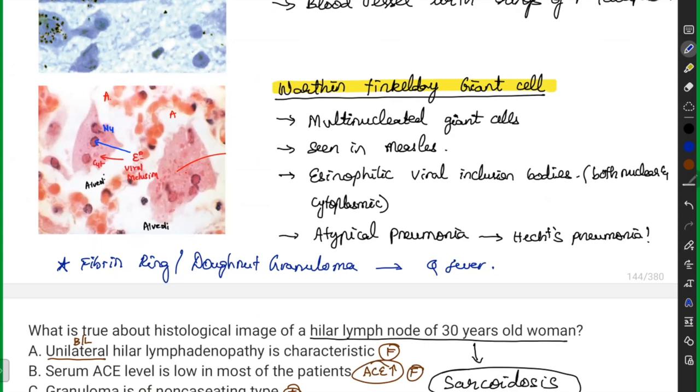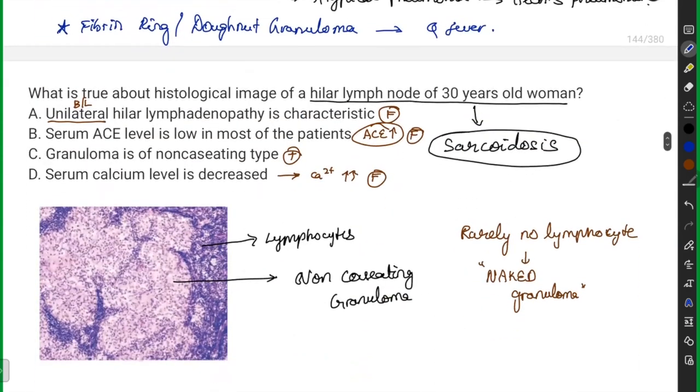Any doubt till now? Can we move towards the next question? Which type of histological image of hilar lymph node in a 30-year-old woman? So see here, 30-year-old woman, you're going to have hilar lymph node enlargement. In the picture you're going to have a non-caseating granuloma. Whenever you have a non-caseating granuloma, your differential diagnosis must be sarcoidosis. Remember, sarcoidosis will be presenting like this with a non-caseating granuloma and lymphocytes, and there is a hilar lymph node which is positive. Let's see the options.